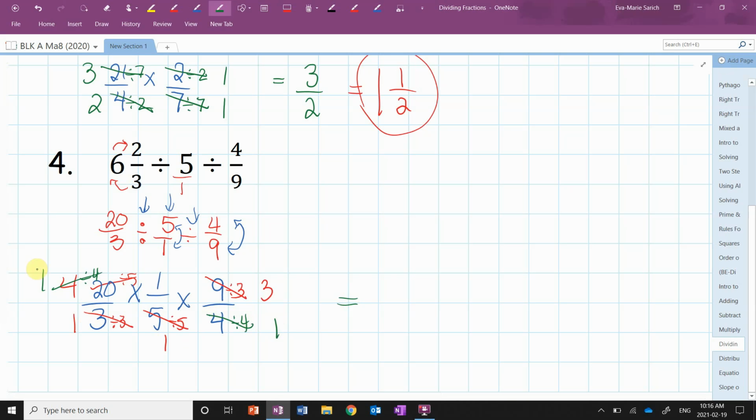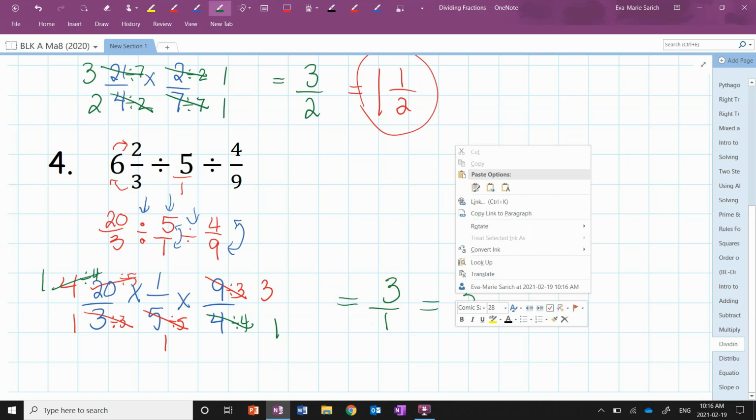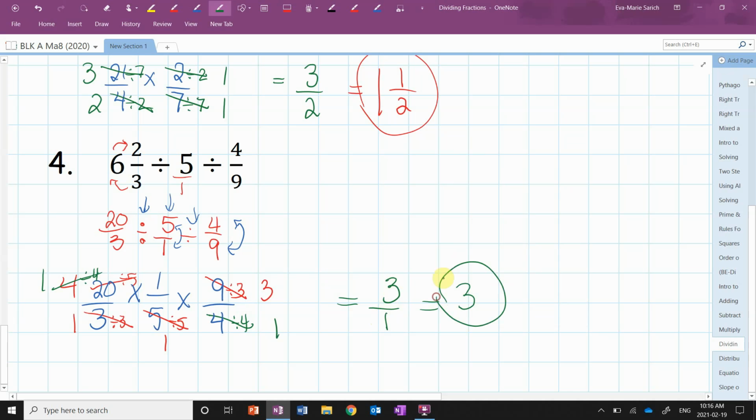So multiply the top. 1 times 1 is 1 times 3 is 3. And 1 times 1 times 1 gives us 1 at the bottom. Again, it's an improper, so we need to go back and figure out how many times 1 will go into 3. Well, it goes 3 times with none left over. So there's our final answer of 3.